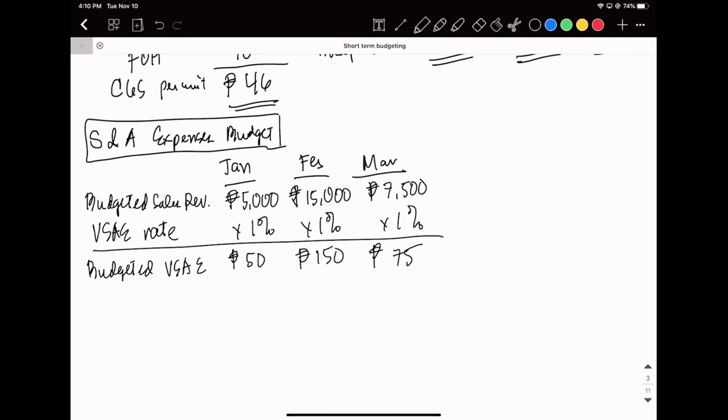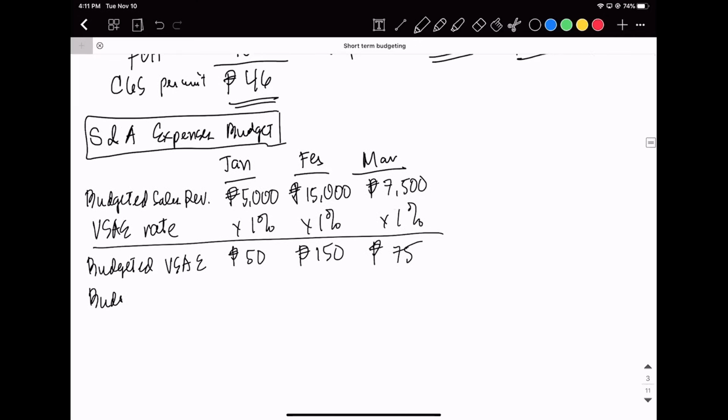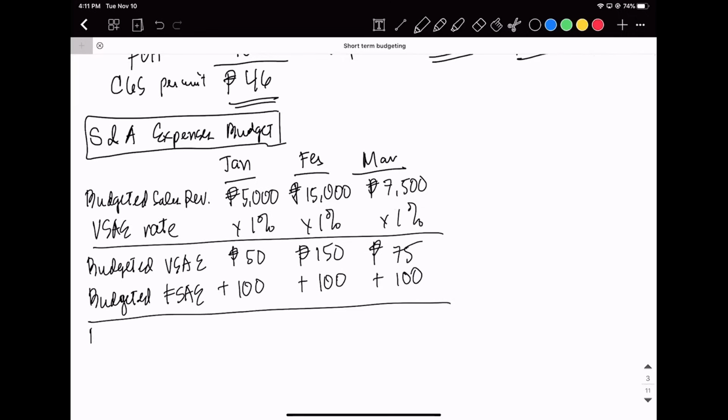What about fixed? Okay, binigay na to, per month. So budgeted fixed selling and admin expense, sabi 100 pesos per month. So, plus 100, plus 100, plus 100. Okay, so this is your budgeted selling and admin expense. So, add lang natin. This is 150, 250, and then 175. So, are we done with operating budget?